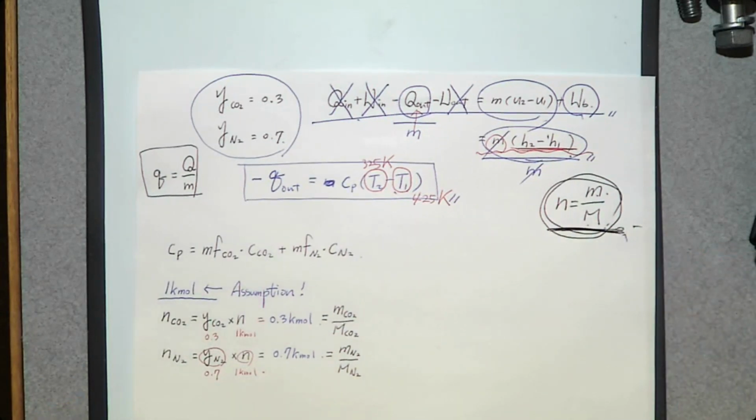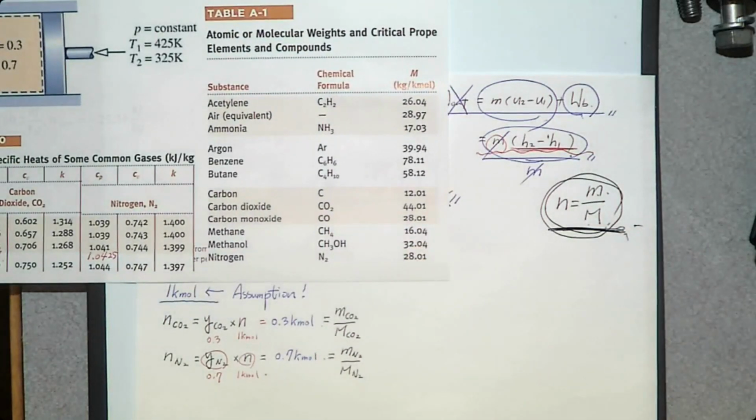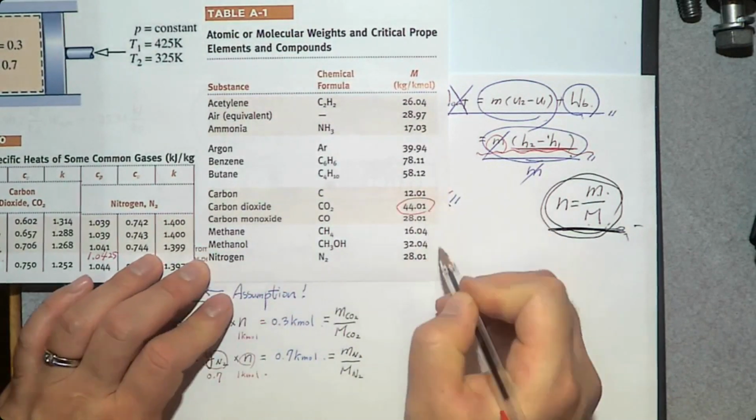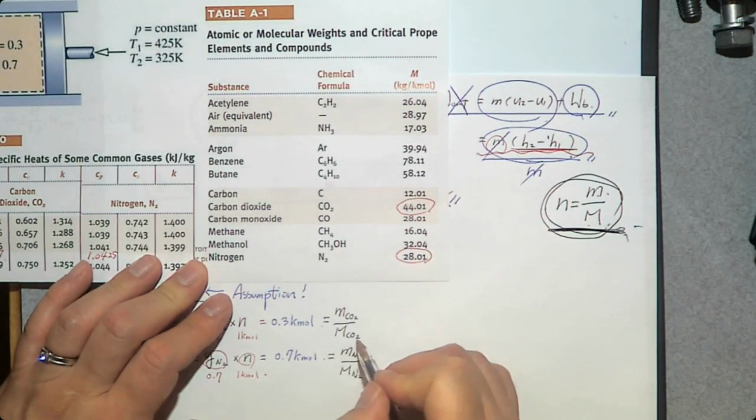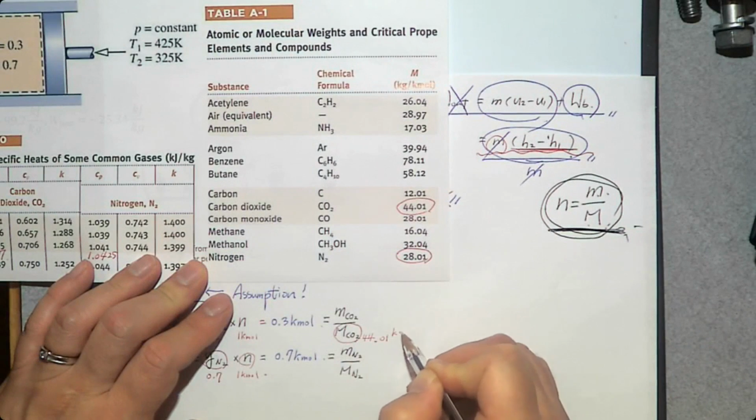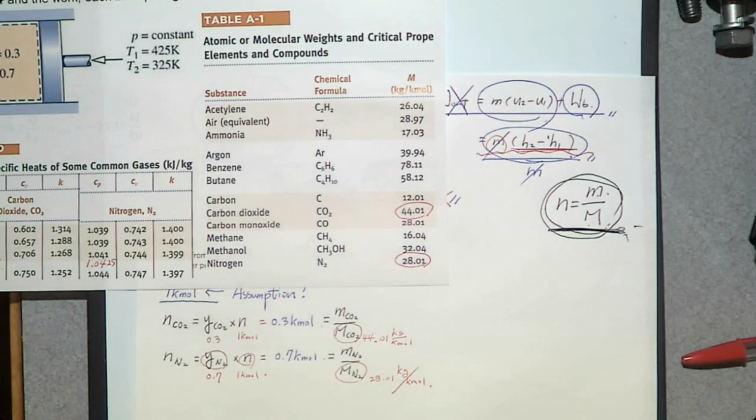Then, do we know the molecular weight of carbon dioxide and the molecular weight of nitrogen? Yes, from table A1. There's carbon dioxide, there's nitrogen. So this one is 44.01 kilogram per kilomole, and this one is 28.01 kilogram per kilomole. Then, can you determine the mass of carbon dioxide and the mass of nitrogen? Yes, we can.